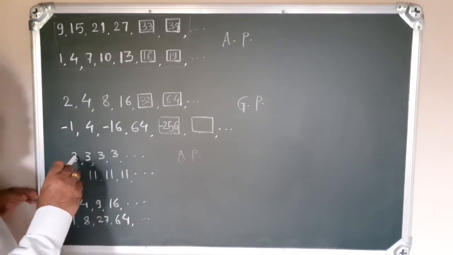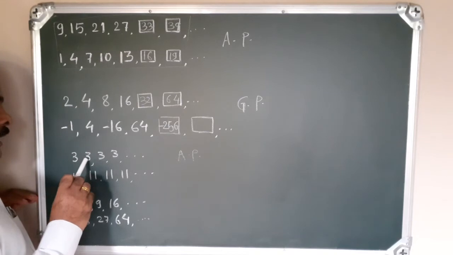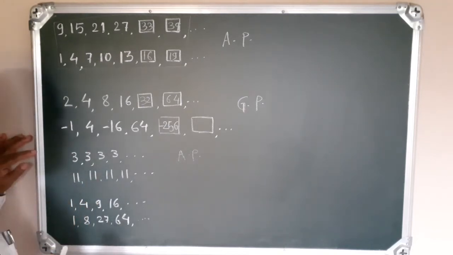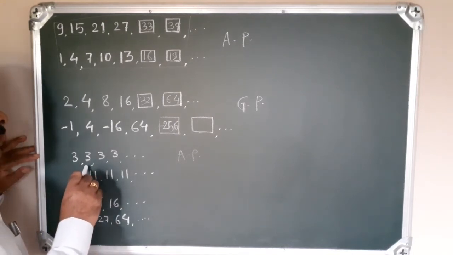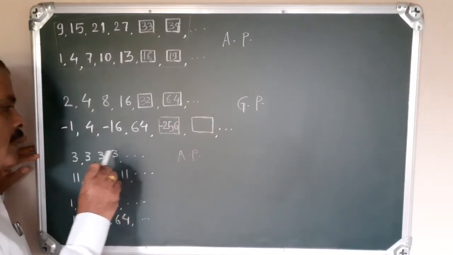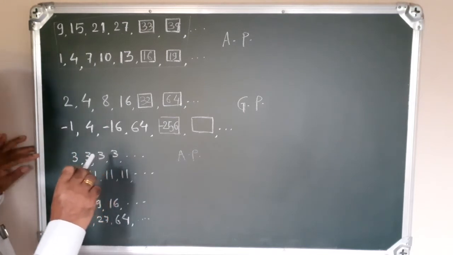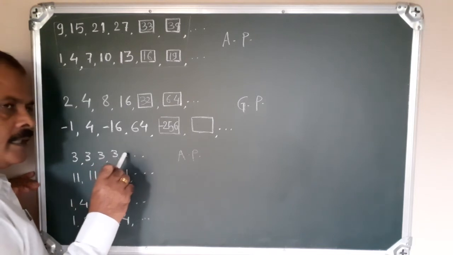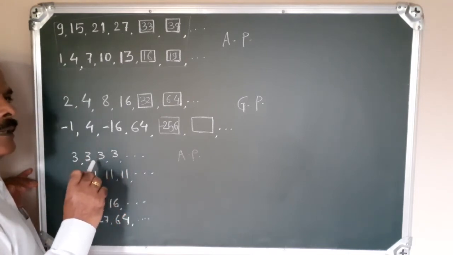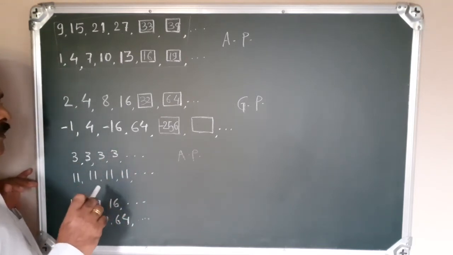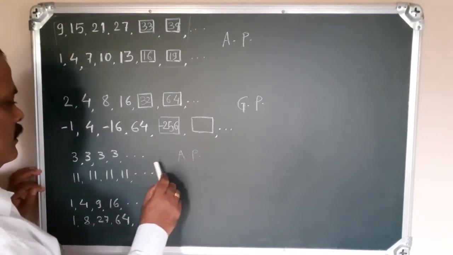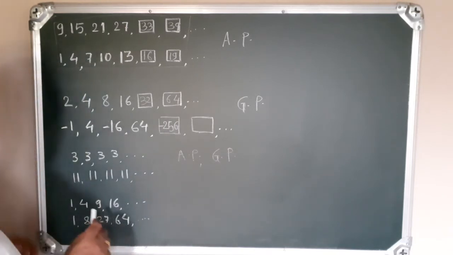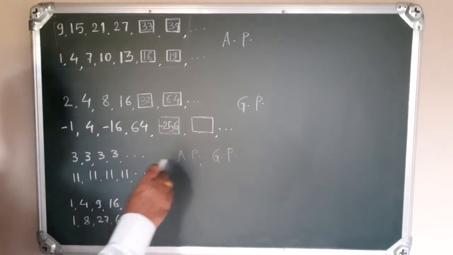Now, if we divide any two consecutive numbers, we get division 1. That is constant. So, this sequence is an AP as well as a GP. Means this sequence is an arithmetic progression as well as a geometric progression. So these two sequences are arithmetic progressions and geometric progressions.